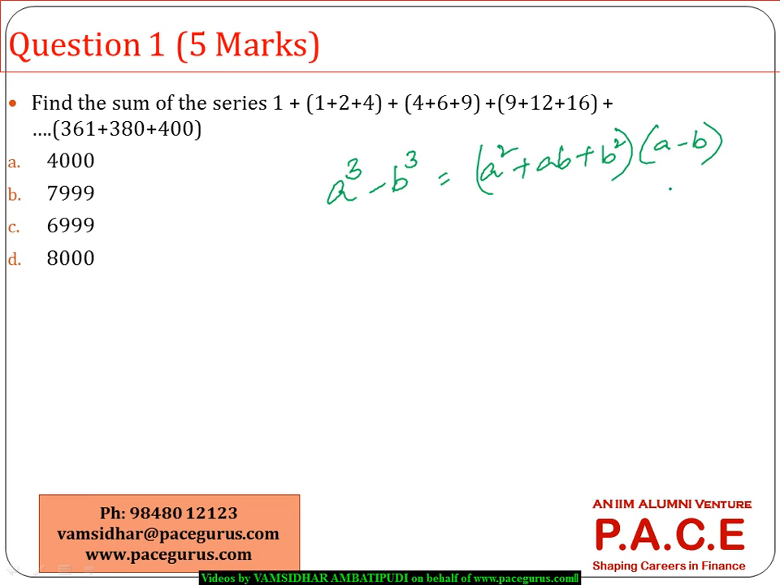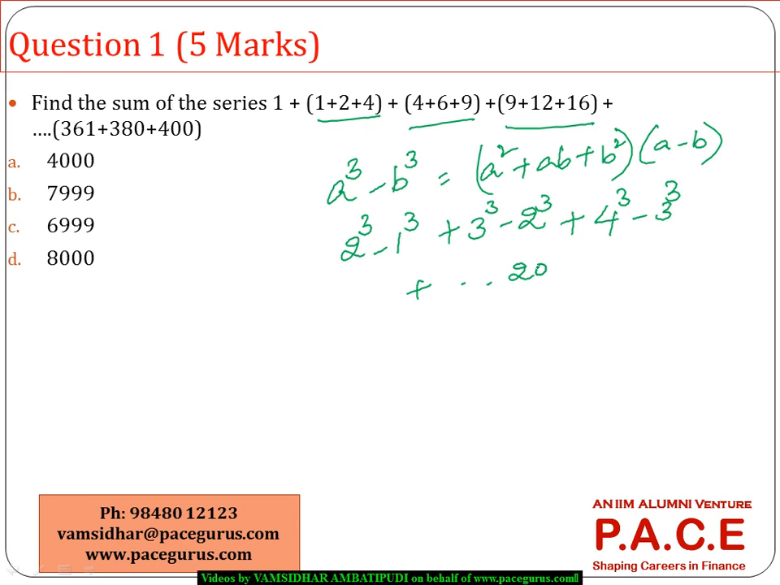So at every point in time, a minus b, if I am taking it as 1, so overall this is coming out as 2 cube minus 1 cube. This will come out as 3 cube minus 2 cube, if you just see this. So this will come out as 4 cube minus 3 cube. Like this, if I am doing this, the last one will come out as 20 cube minus 19 cube.